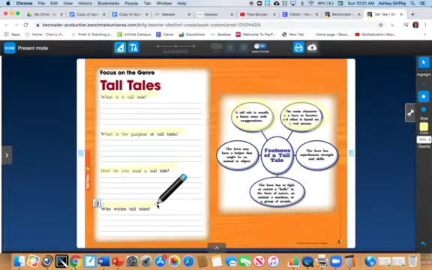And then the next question is, who writes tall tales? Well, many tall tales were written back in the 1800s, and they're set on the American frontier. These tales about heroes and heroines with superhuman powers help people to cope with their difficult lives. That's why they were written. So they were written to help people cope with their difficult lives during those times in the 1800s.